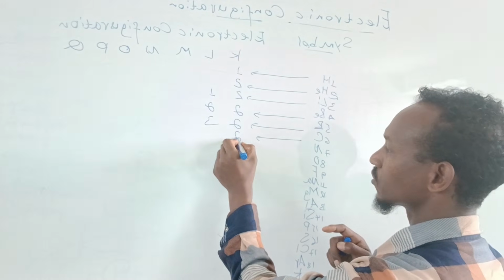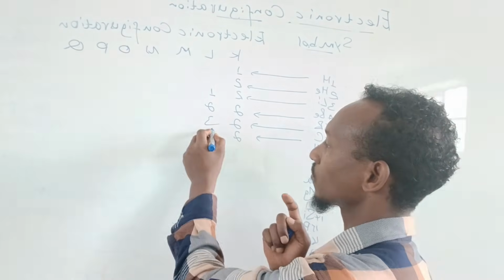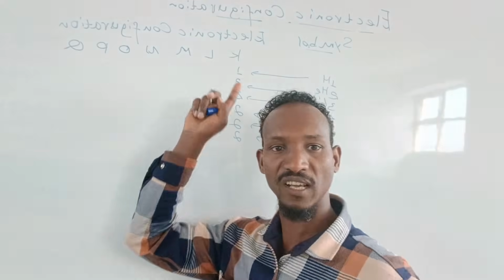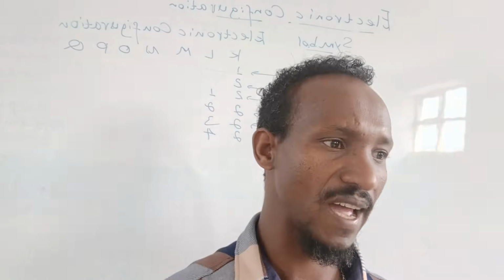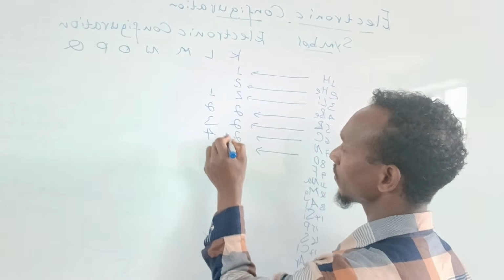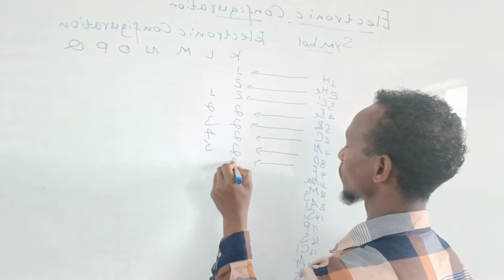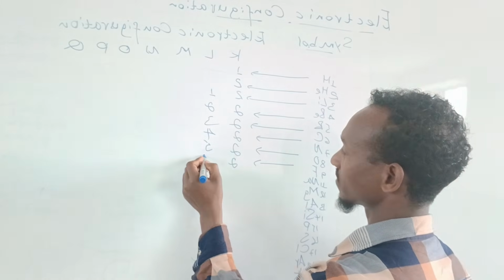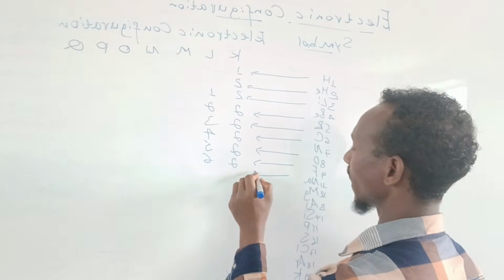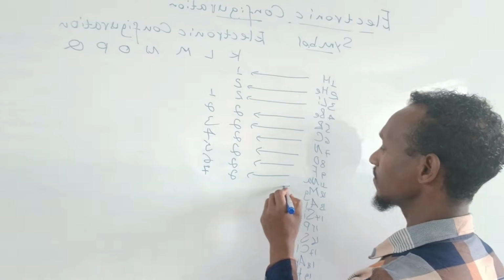So the K shell can hold a maximum of 2 electrons. The remaining one is 4 electrons. So we are going to write 4 electrons here because the L shell can hold a maximum of 8 electrons. Nitrogen: K shell 2 and the remaining one is 5. Oxygen: 2 and 6. Fluorine 9: 2, and the remaining one is 7.